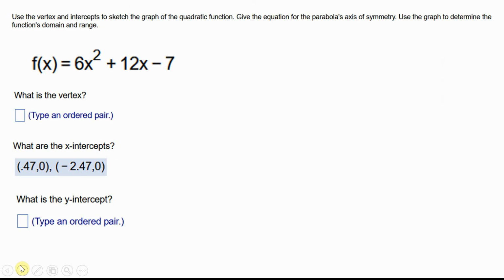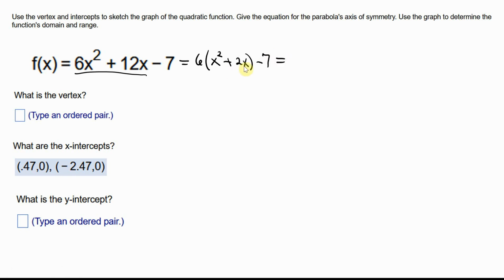So here, find the vertex, intercepts to sketch the graph, give the equation for the parabola's axis of symmetry. What I did, I went ahead and completed the square. So I'm going to factor out the 6 from the 6x squared plus the 12x. So I factor out a 6 here. So I get x squared plus 2x minus 7.